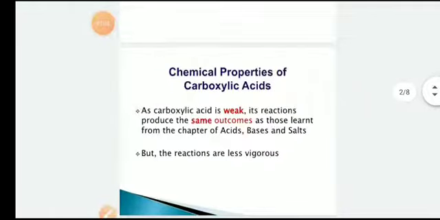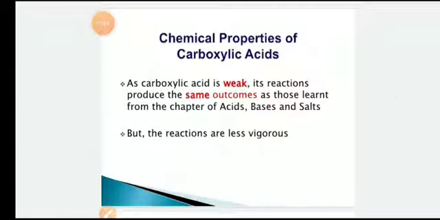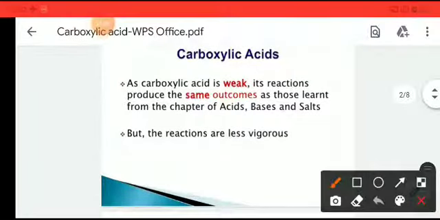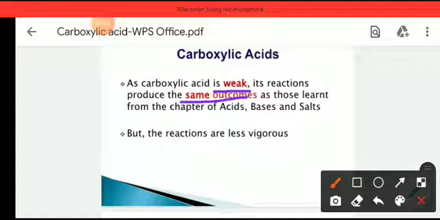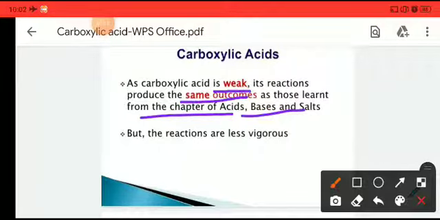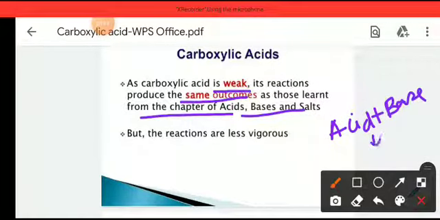For the chemical properties part, the chemical properties of carboxylic acid. As carboxylic acid is a weak acid, its reactions produce the same outcomes as those learned from the chapter of acid, base and salt. As we know that carboxylic acid is a weak acid, when an acid is reacted with a base, it will give a salt and water. It will give the same for the case of carboxylic acid.